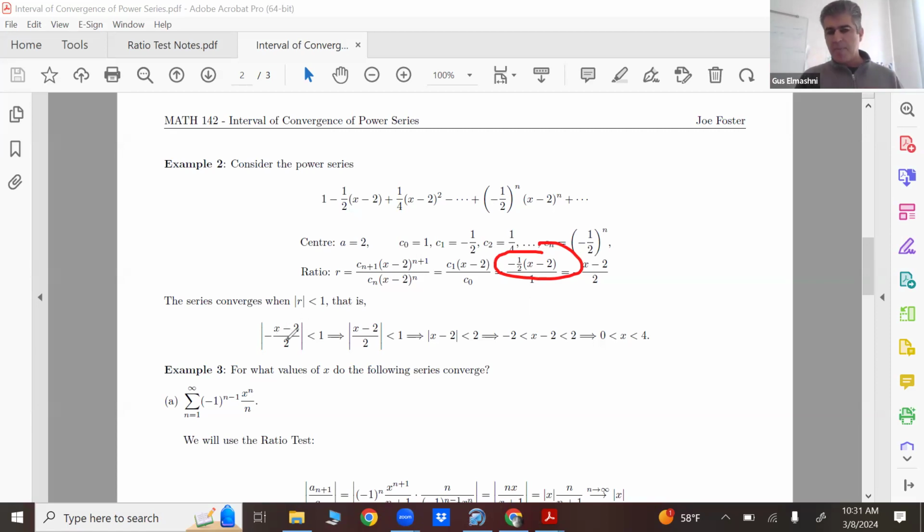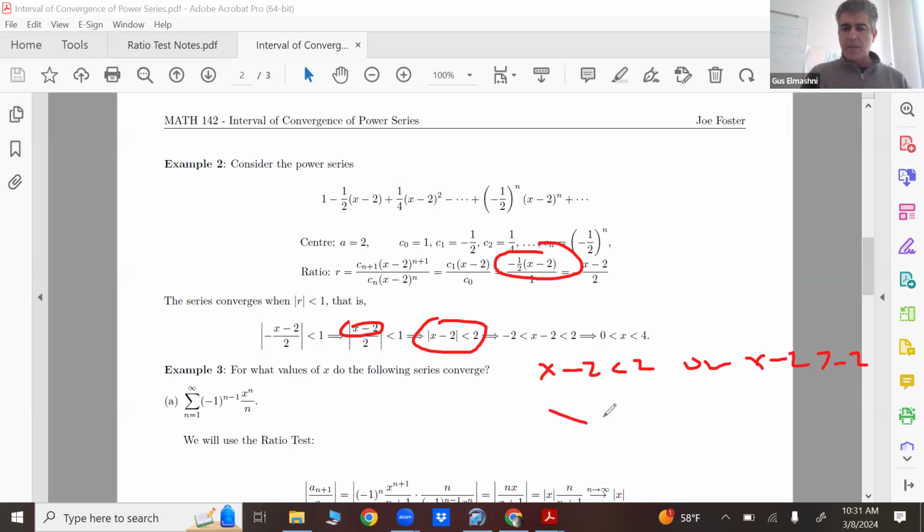The negative just goes away because it's absolute value. So that's x minus 2 over 2 has to be less than 1. Well, bottom line is that you need this to be less than 2. And you've solved absolute value inequalities in the past. x minus 2 is less than 2, or x minus 2 has to be greater than -2. So x has got to be less than 4, or x has to be greater than 0. Hence, your interval of convergence is from 0 to 4.